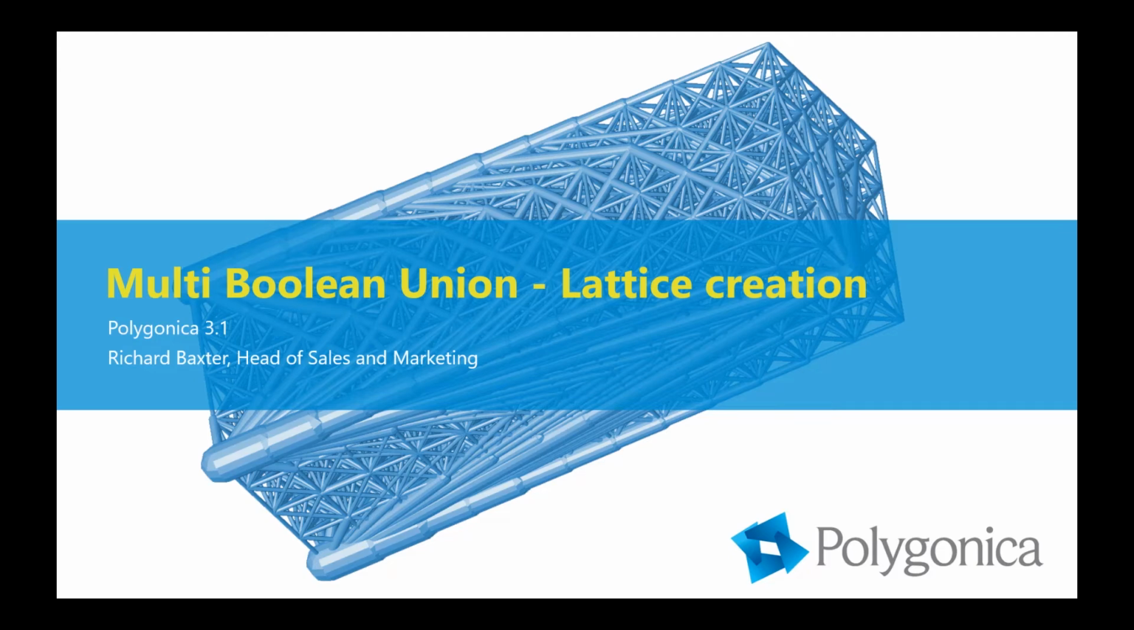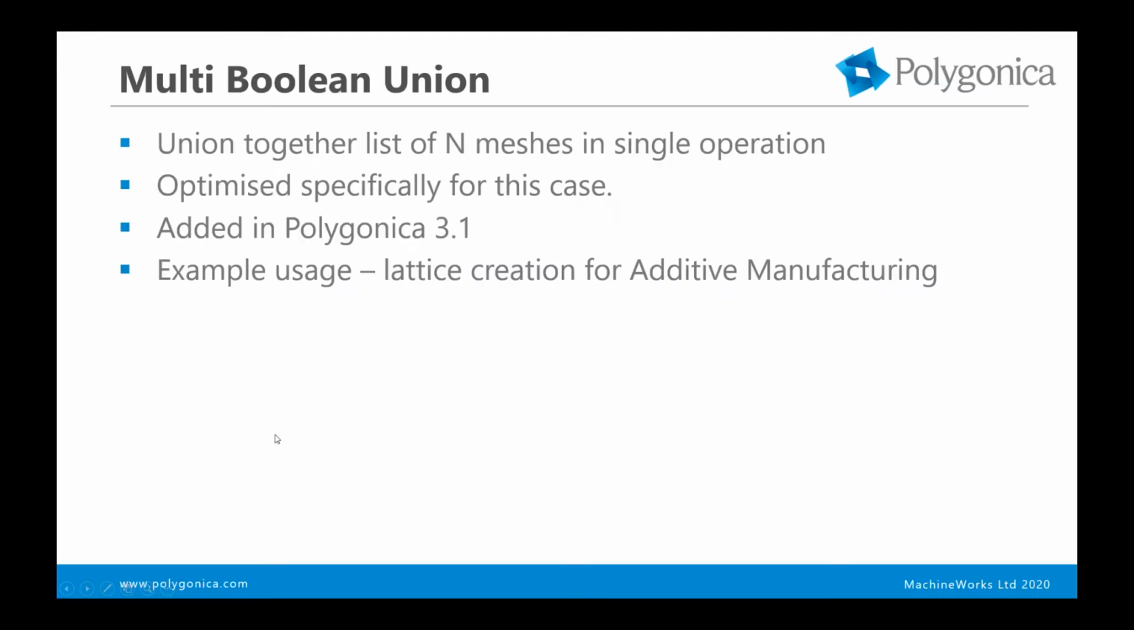Hi there, and welcome to this short demonstration of the new Multi Boolean Union functionality that was added in Polygonica 3.1. So Multi Boolean Union is the idea that you can take a long list of different solids and union them together in one single operation. And in this demo I'm going to use the idea of lattice creation for additive manufacturing in order to demonstrate that. But really the focus is on the speed and flexibility and power of this new operation that can do many booleans in one go.